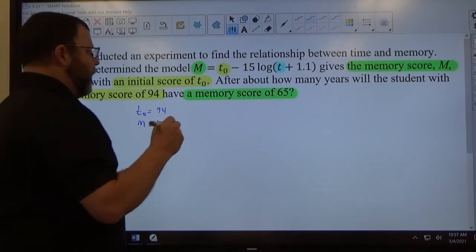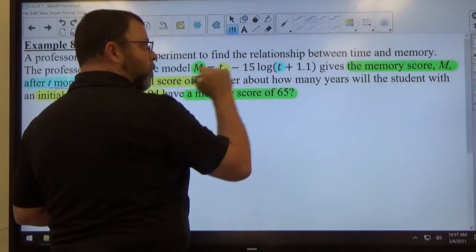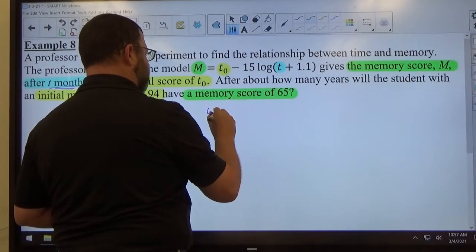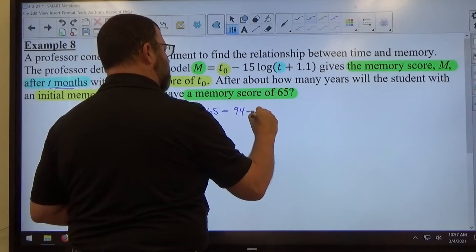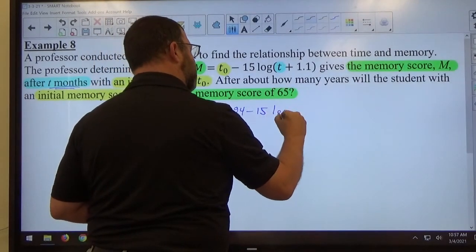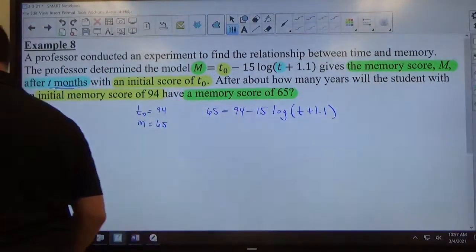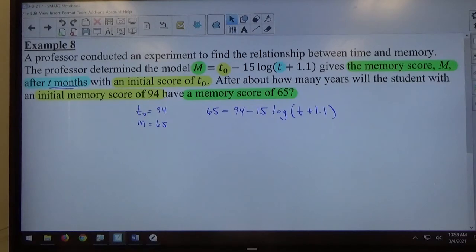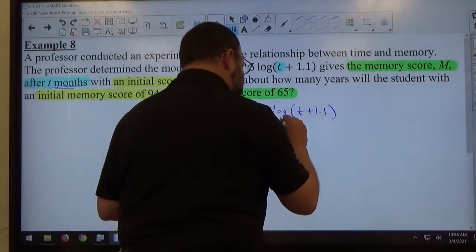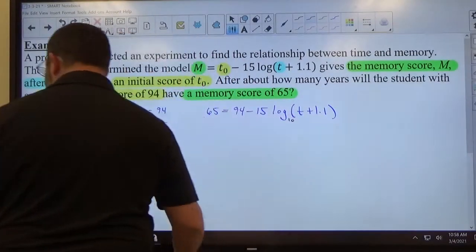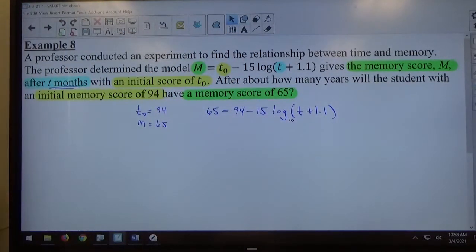So if I fill in what I know and leave a variable what I don't know, I'm going to get 65 equals 94 minus 15 log of t plus 1.1. You'll notice it's a logarithmic equation. There is no base written on the logarithm, right? So what logarithm base is it? Base 10. And again, I'm just going to substitute what I know into the problem, then I'm going to look at that problem and say, how am I supposed to solve that problem?